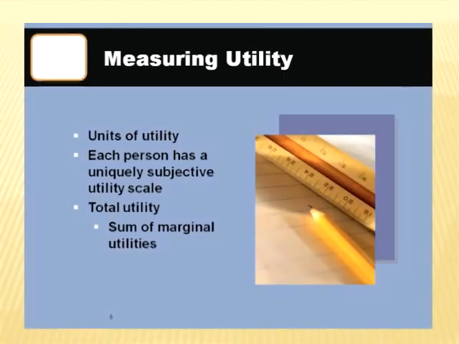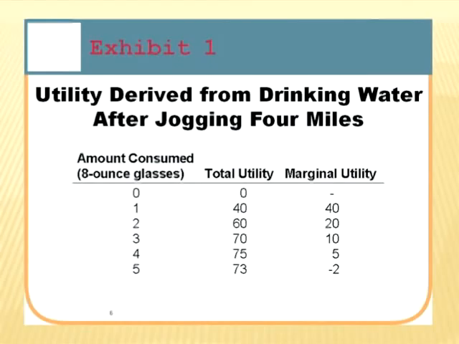Notice that we really don't have any way of measuring utility or satisfaction. We could ask people and say on a scale from 1 to 10 how satisfactory was that, but in fact we don't have a meter to directly measure it, so we have to rely on what people tell us. So here is a consumption function in which someone's just come back from jogging, and they're considering consuming water in order to get over their thirst.